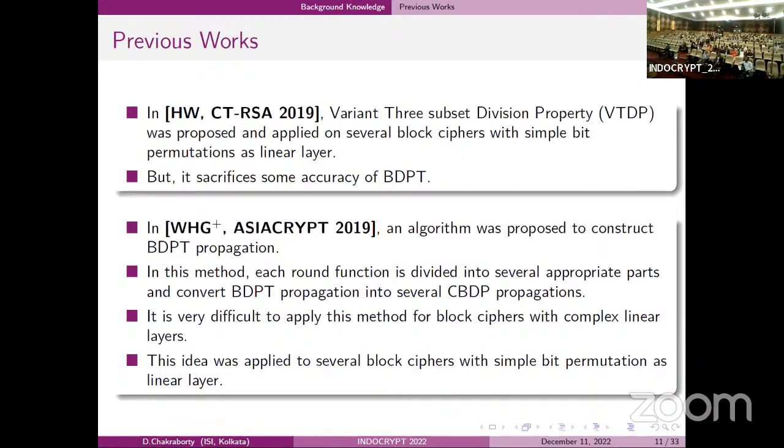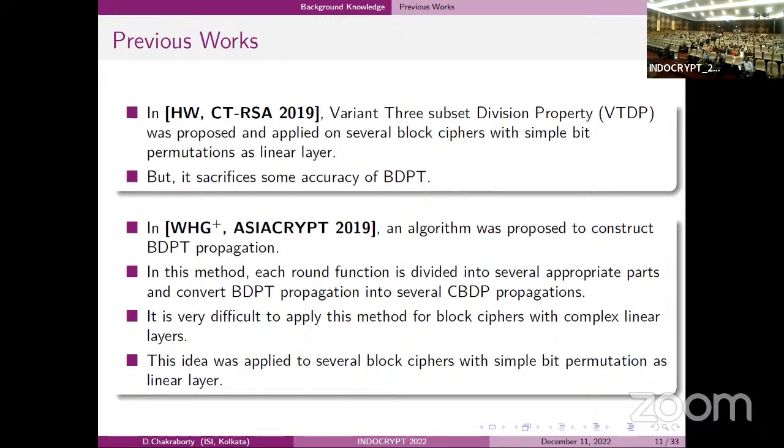And at Asiacrypt 2019, Wang et al. proposed an algorithm to construct the BDPT propagation. But in order to do that, they divided each round function into several appropriate parts and converted the BDPT propagation into two-subset division property propagation. Then they applied it on several block ciphers with simple bit permutations, like PRESENT, SIMON, GIFT, and so on. So that is fine.